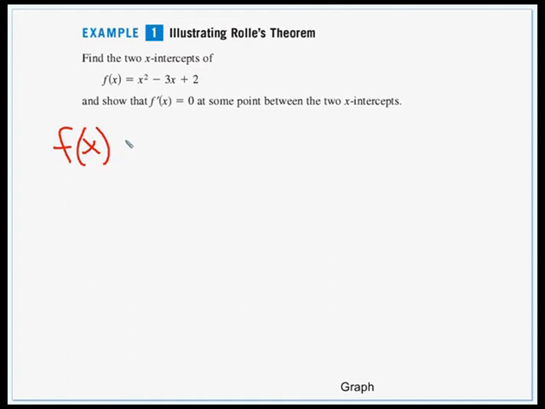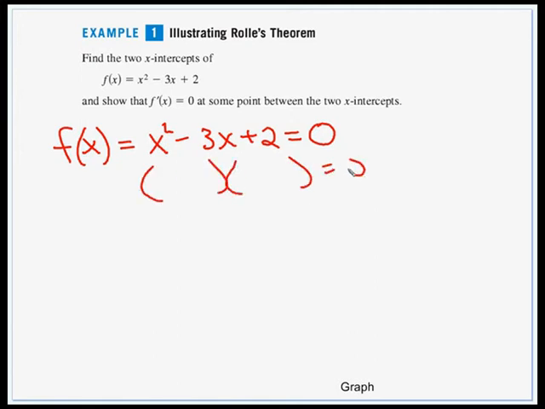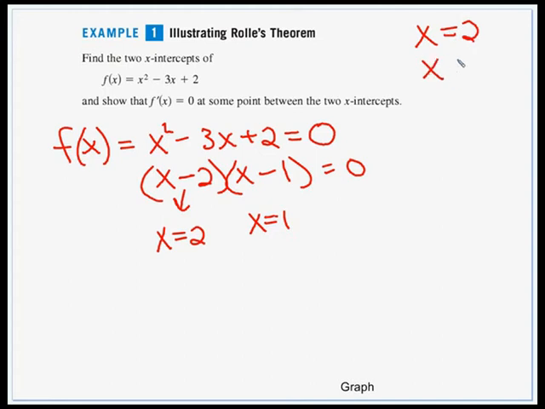So f of x is x squared minus 3x plus 2. And we're going to set that equal to 0 to find our x-intercepts. Well, over here we have a polynomial that we can factor. The factors of x squared are x and x. The factors of 2 that add up to -3 are -2 and -1. And now that we've factored it, set each factor equal to 0. x minus 2 equals 0 means x is equal to 2. x minus 1 equals 0 means x is equal to 1. So there are the two x-intercepts. We know that x is 2 and x is 1.